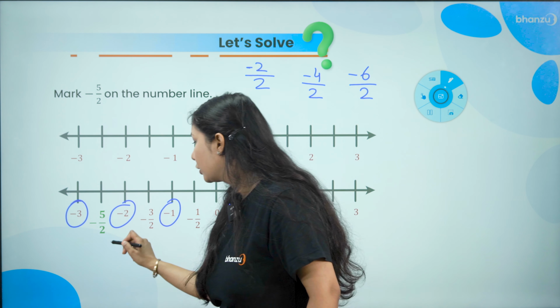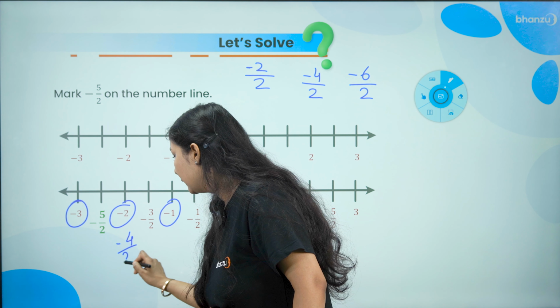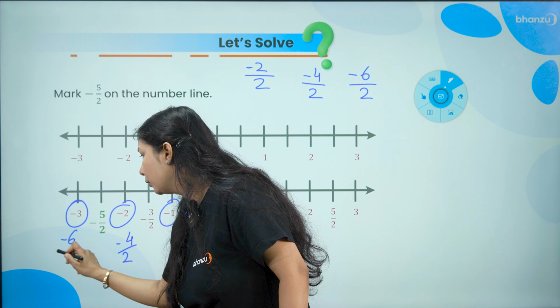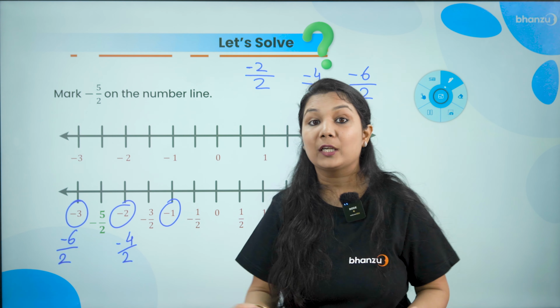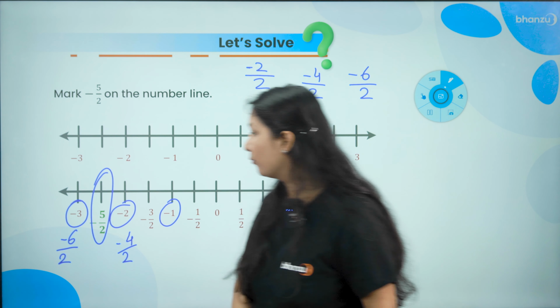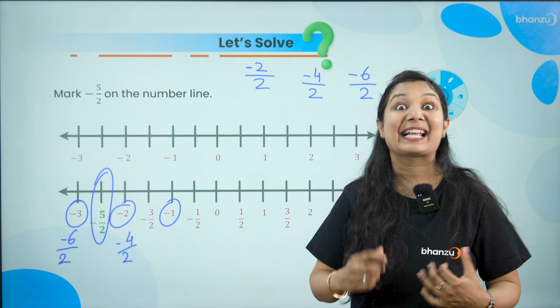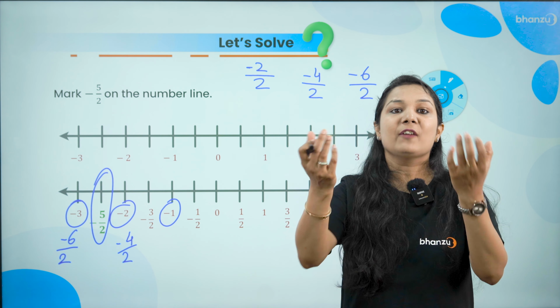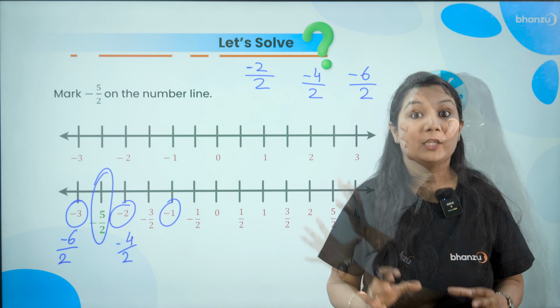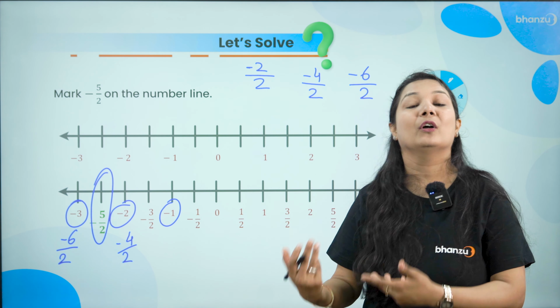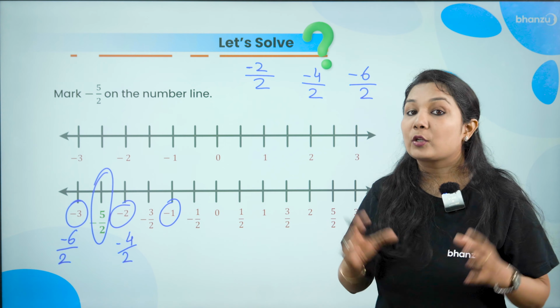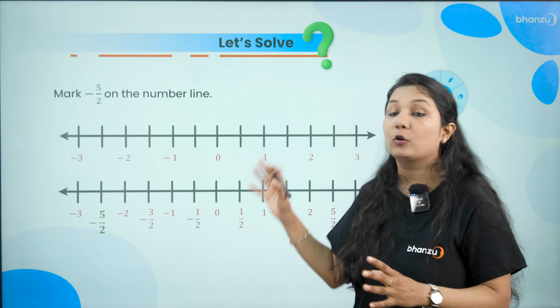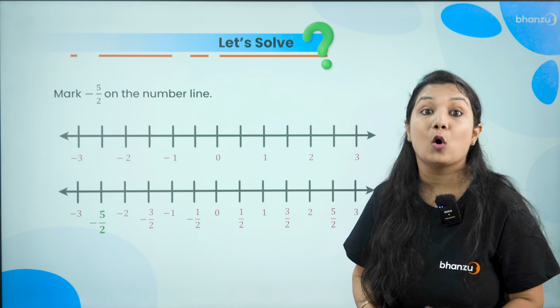So minus 2 is actually minus 4 by 2, right? And minus 3 is minus 6 by 2. So where will minus 5 by 2 lie? Here is your minus 5 by 2, which have been asked in the question. So these are few steps which you have to follow while you represent rational numbers on the number line, right? So I hope everybody is crystal clear with how to draw the rational numbers on the number line.